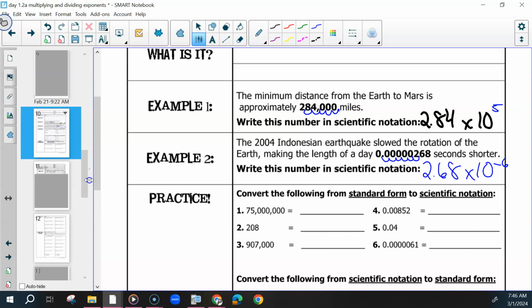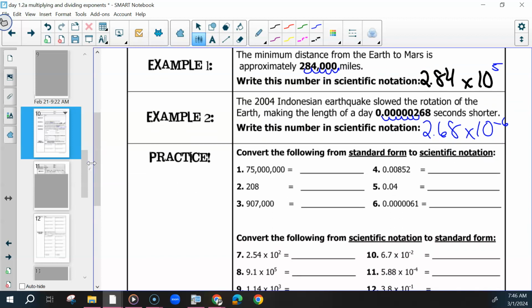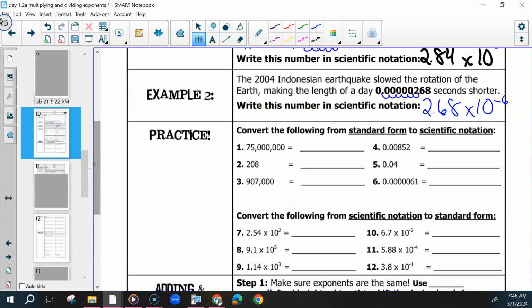Okay. Anytime you go backwards with really small numbers, you have negative exponents, but anytime you go forwards with large positive numbers, positive exponent. So in this section, any of those we want to go over, have questions on? Moving on.